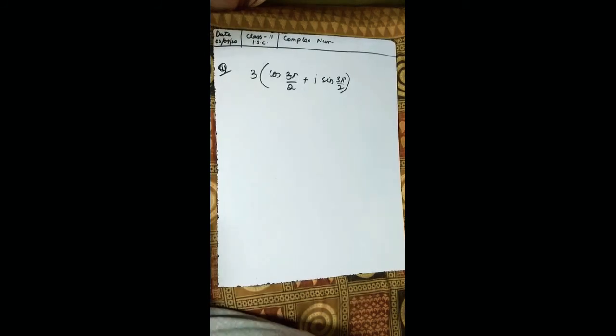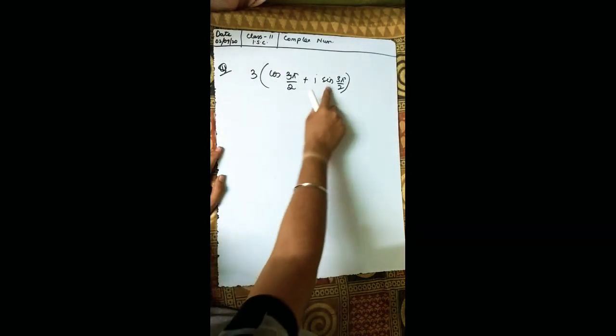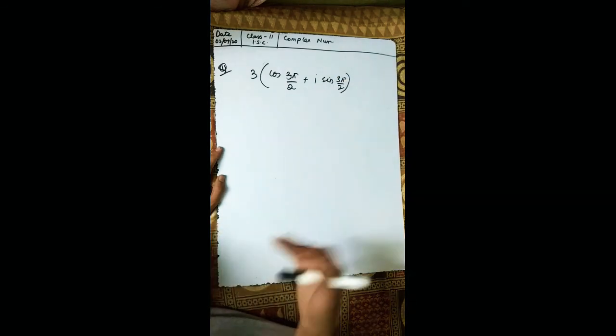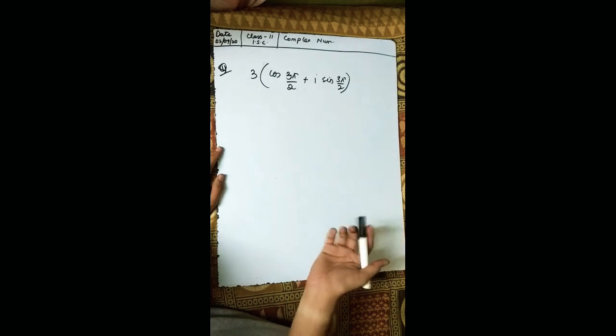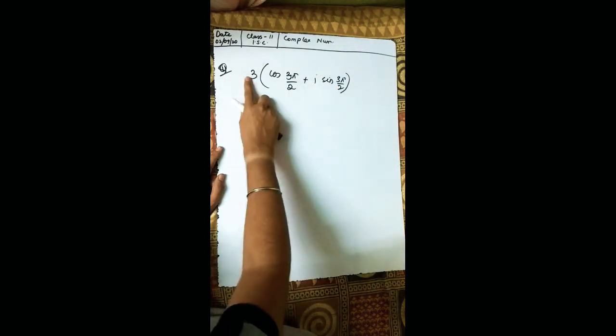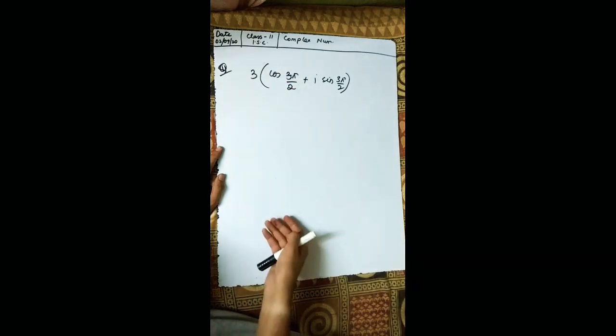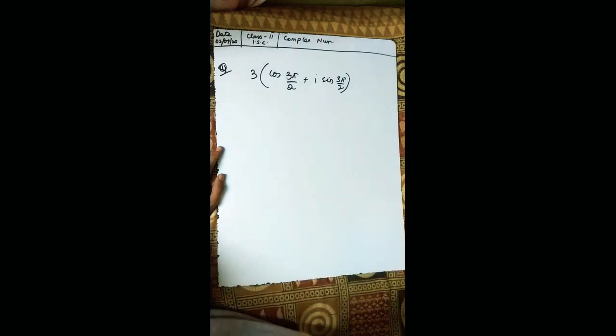Now if you have a question like 3 (cos 3 pi by 2 plus i sin 3 pi by 2), this is already in the polar form. You have to find it in the general form. So it's easy, I think. Put the values of cos 3 pi by 2 and sin 3 pi by 2 here, multiply the 3 inside, and you will get the answer. Use the calculator for finding the values of these two, or else if you know them, you can directly write.